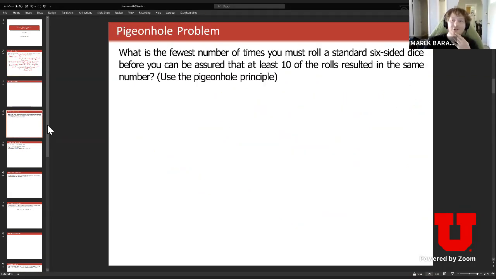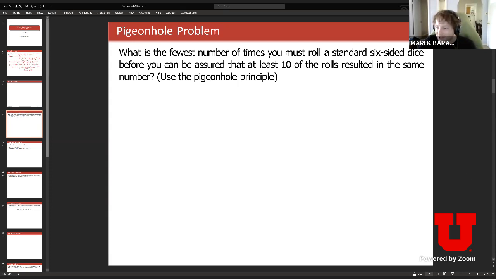So this one is a pigeonhole principle problem. We're finding the fewest number of times we need to roll a standard 6-sided die before we can be assured that at least 10 of the rolls result in the same number.